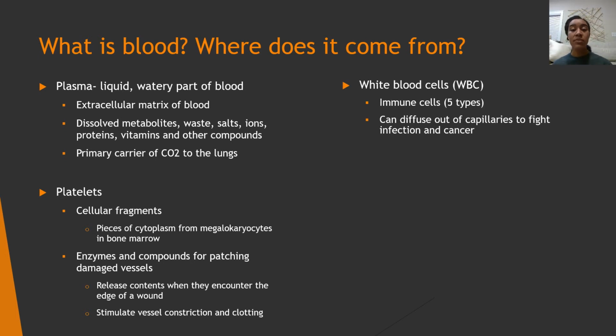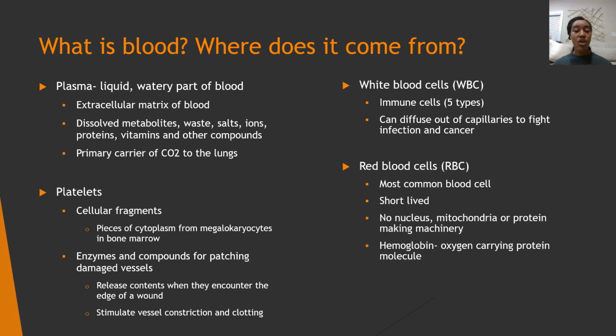Then we also have white blood cells, or WBCs, as you'll see me write many times in this presentation. And white blood cells are composed of 5 different types of immune cells. It's not just one type of cell. And they can diffuse out of the capillaries to fight various infections and to help get rid of cancer cells.